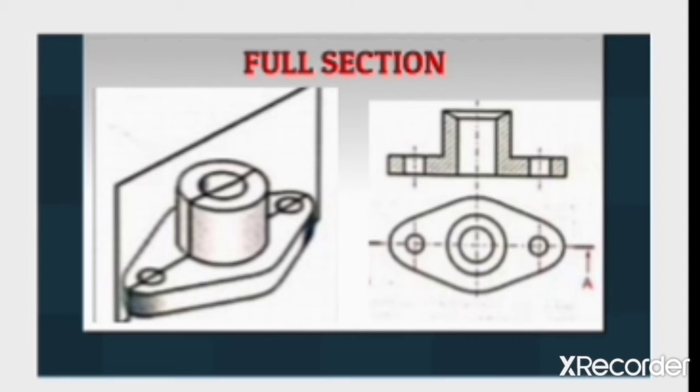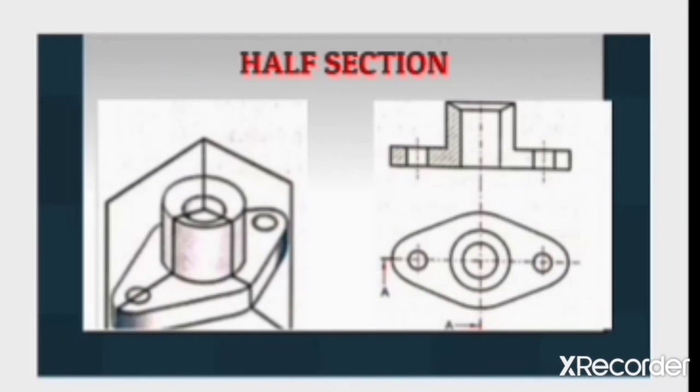So let us move to half section. In this section the cutting plane does not move from one end to another end. It travels from one end to center point of object and it removes only quarter portion of object. So finally we will get one half sectional front view and top view.